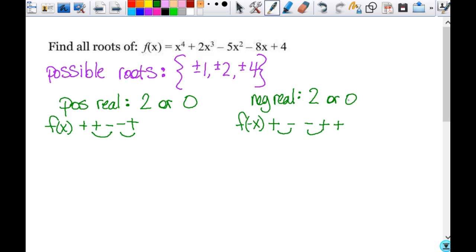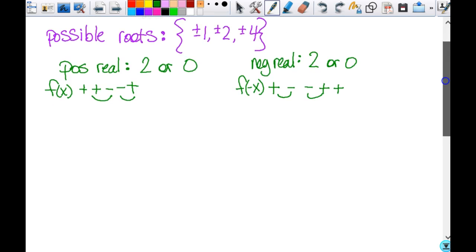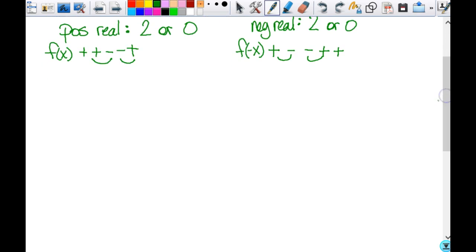So this has a degree of 4. It's a quartic, which means I'm going to have to do synthetic division until I get 2 successful synthetic divisions so that I can get down to the quadratic stage. You with me on that? So we're going to start with the positive 1, and then the rest of this is what it is. 1, 2, negative 5, negative 8, and 4.